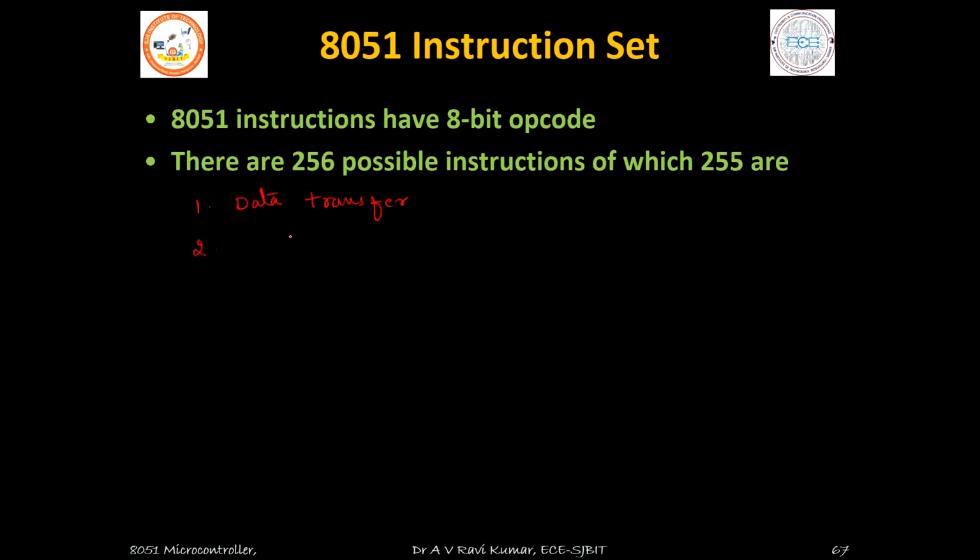Next, the second group is the arithmetic instructions. In arithmetic instructions we have addition, subtraction, and division. These are the instructions we are learning here. All the arithmetic instructions are done in the accumulator, as we know. We will see how to represent the instructions under the arithmetic group in different forms of addressing modes.